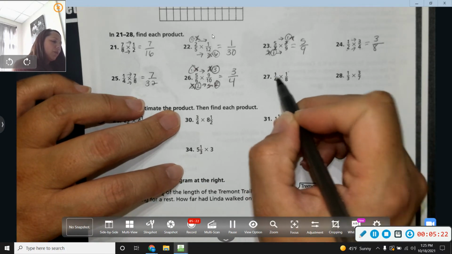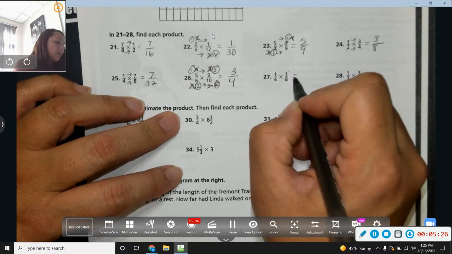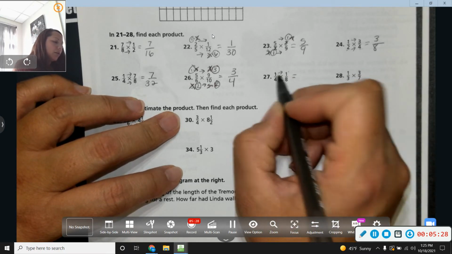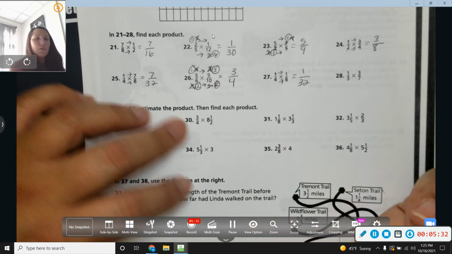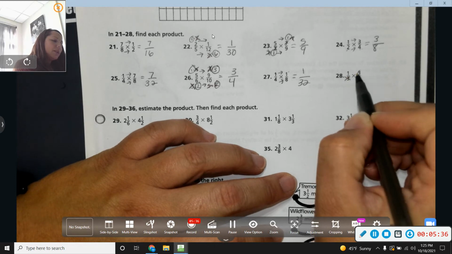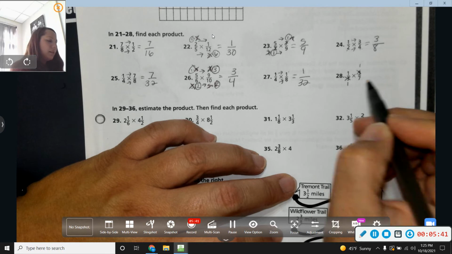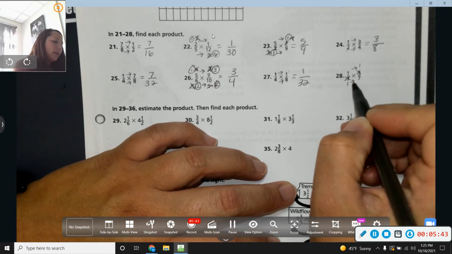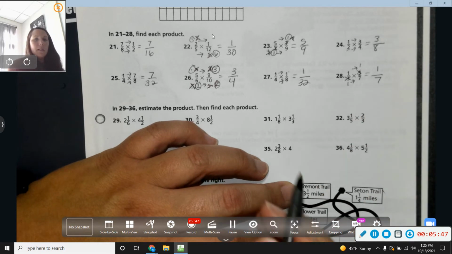Both of these have 1s in them. They cannot reduce any further than 1, so I can just multiply straight across. 1 times 1 is 1, 4 times 8 is 32. Remember, I love it when you get the same number because I can cross it off and just make it a 1. Okay, now I can multiply. 1 times 1 is 1, 1 times 7 is 7.